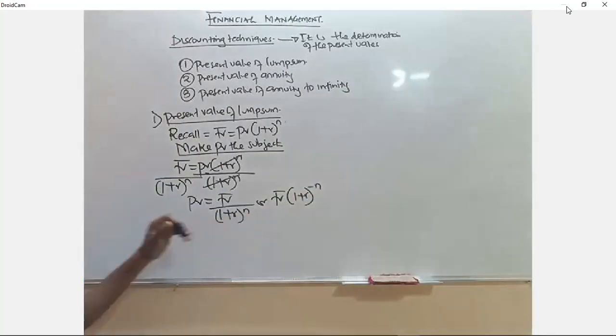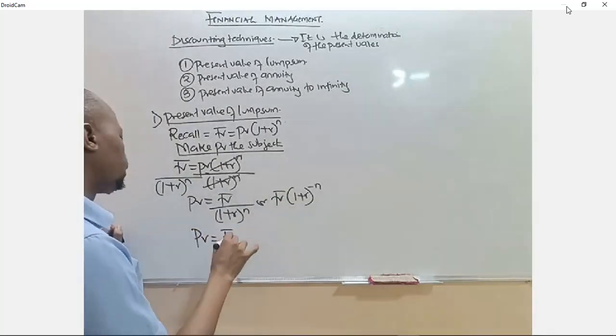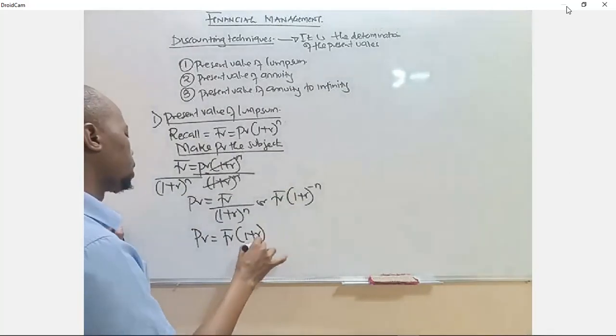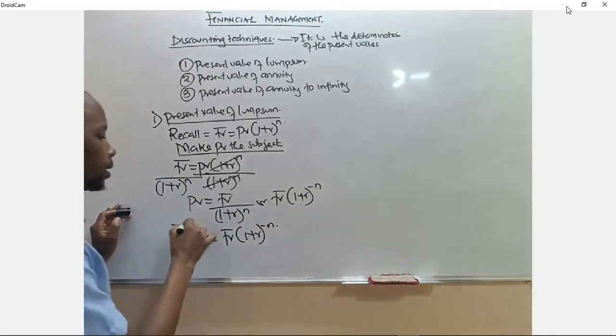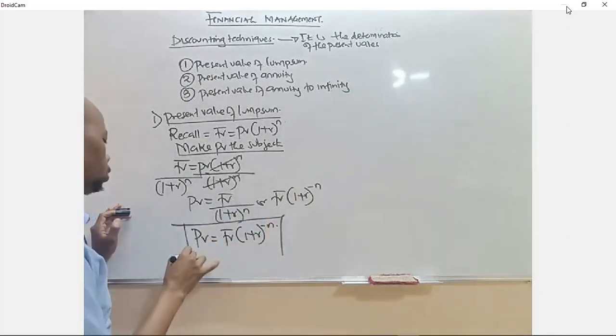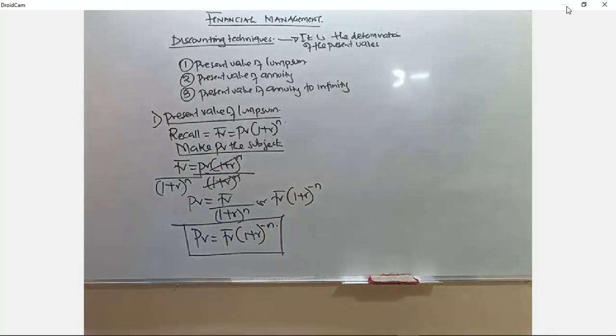So I prefer to use this: the present value equals the future value times 1 plus r raised to power negative n. This is the formula we are going to be using very often. That is the formula that we are going to be using straight away. Now let us look at an illustration in this regard.